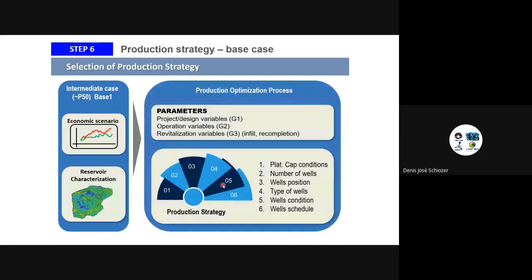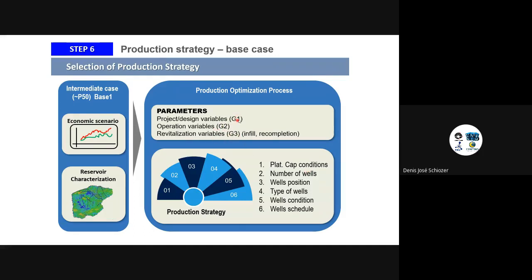Okay, once we go to the blue part, I'm almost finishing here. If you remember, we divide this blue part in several steps. The first one is to select the best production strategy for our base case. We're going to talk about how we select this base case and how we optimize the production. Though, of course, we're going to detail this procedure in a while in some of the classes.